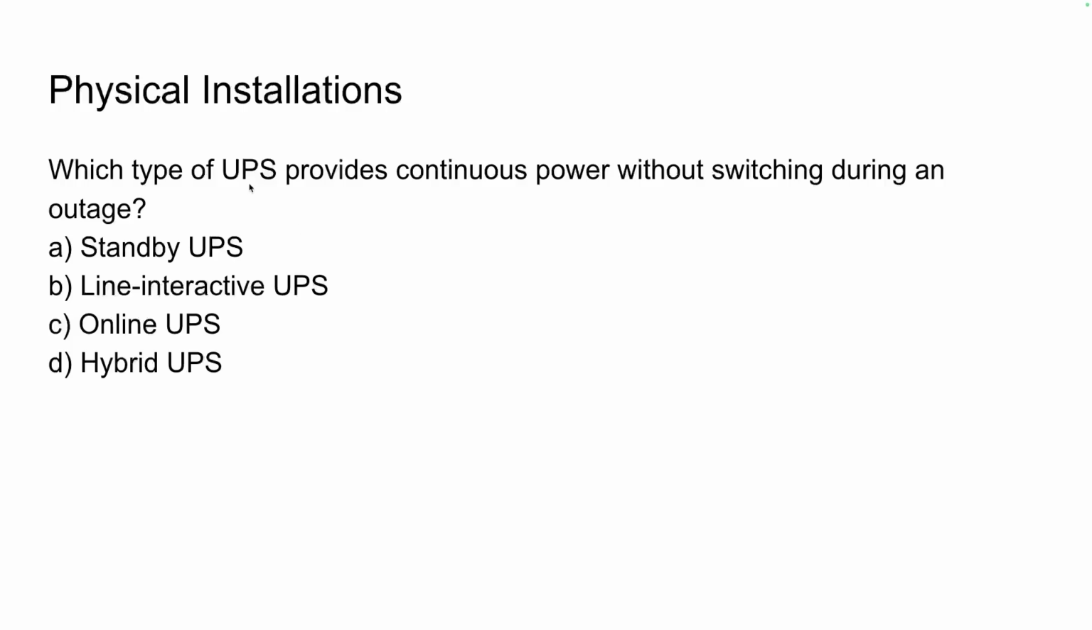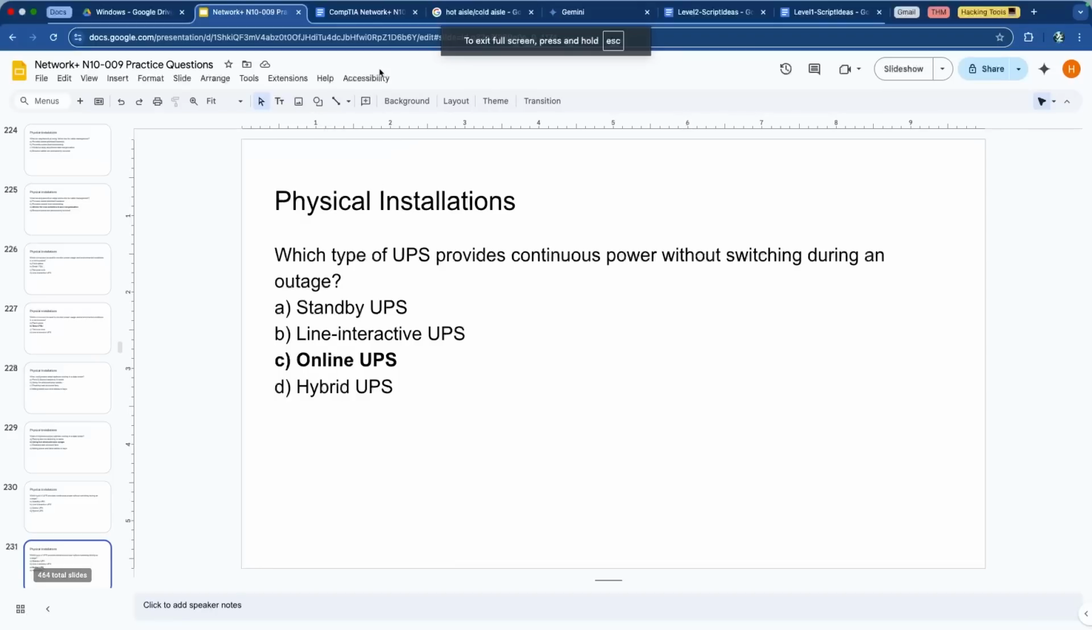Which type of uninterruptible power source provides continuous power without switching during an outage? So standby UPS, line interactive UPS, online UPS, hybrid UPS. I want to say it's the standby. So it's the standby UPS or the line interactive. I think it's the standby. Let's see. I'm going to say standby. Oh, it's the online UPS. Oh my God, I was so off. Okay, so standby UPS, line interactive UPS, and online UPS. We need to look into these to get better explanations for these.